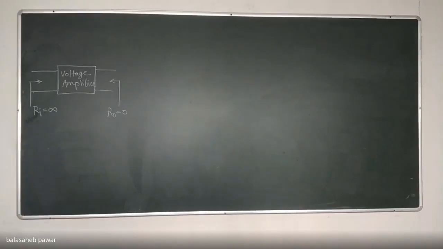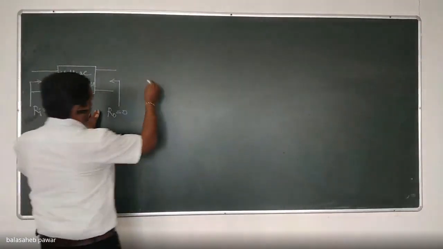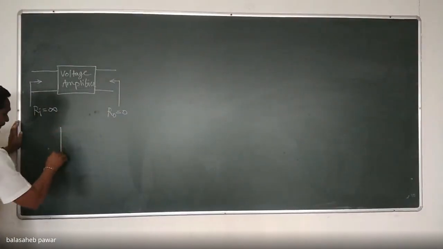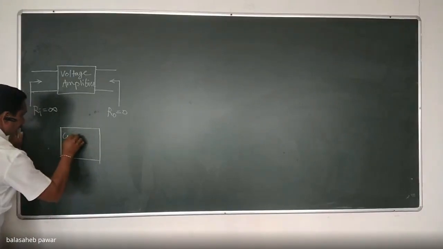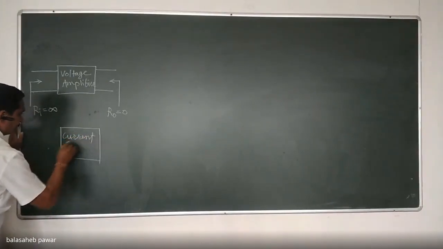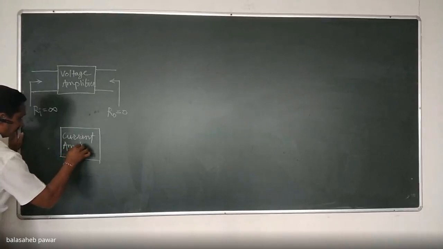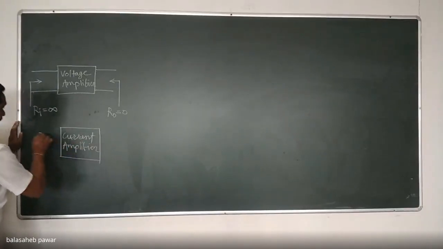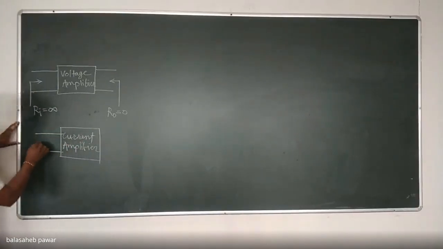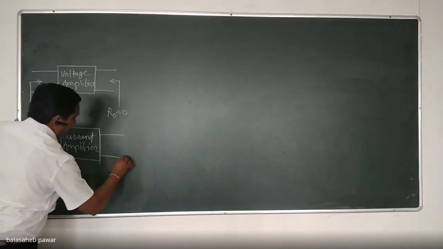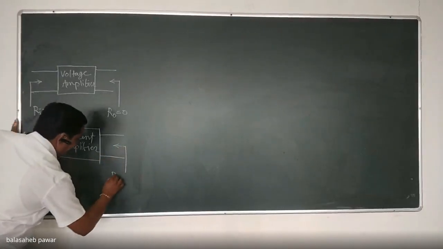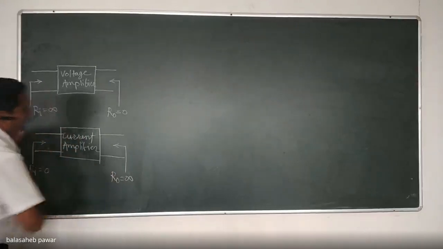Okay, so for an ideal voltage amplifier, Ri is infinite, RO is 0. Similarly, if it is a current amplifier, its input impedance, again in the ideal case, Ri is equal to 0 and RO is equal to how much? Infinite. Have you noted it at your end?